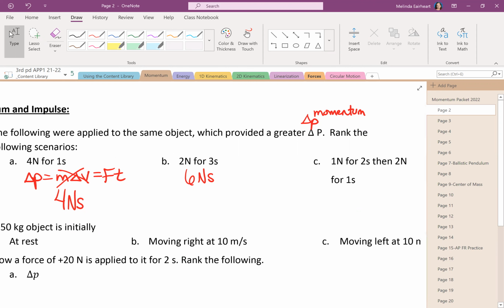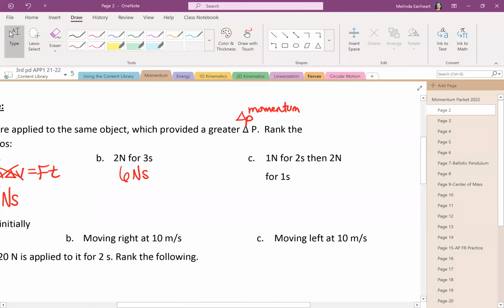Average, does that mean I use 1.5 newtons for 3 seconds? I know that we talked about average force, right? But if you were to look just at B and C graphing force and time, this would be a constant force, right? This one would look a little different. I'd have 1 Newton for 2 seconds, and then I would have 2 newtons for 1 second. I don't want to do the average here.